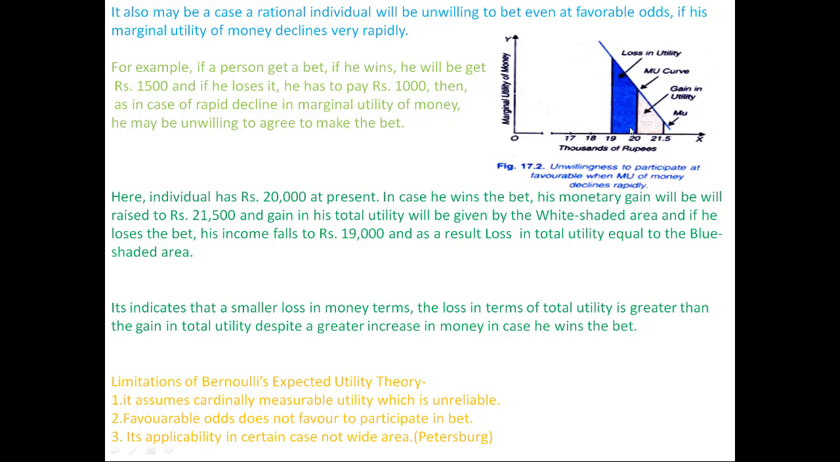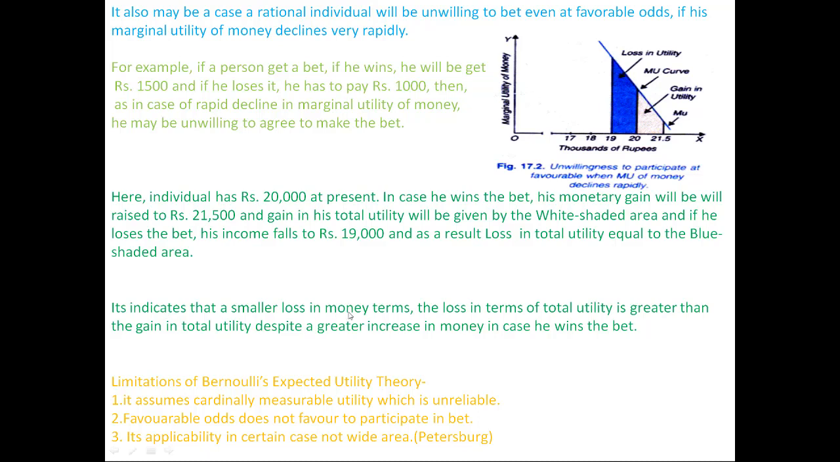Let's consider this. With the bid, the monetary value increases but the utility decreases. But with 20,000 at present, his utility is here. So the white shaded area: if he loses the bid, his income falls to 90,000, and as a result there is a loss of total utility equal to the blue shaded area. So what he is saying is, if he loses, his income will be reduced, and the utility changes from this situation to this situation. The blue shaded area indicates the gain in marginal utility.